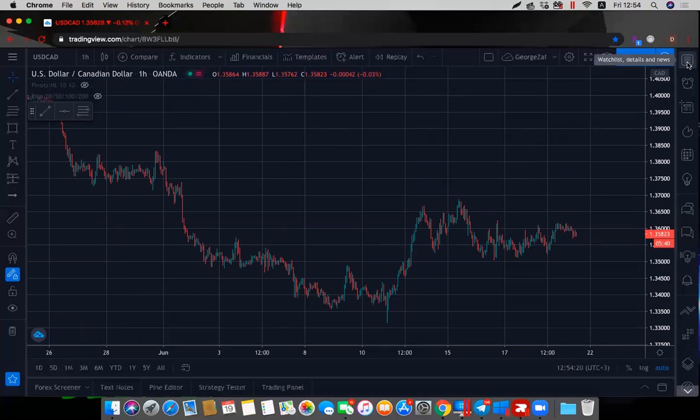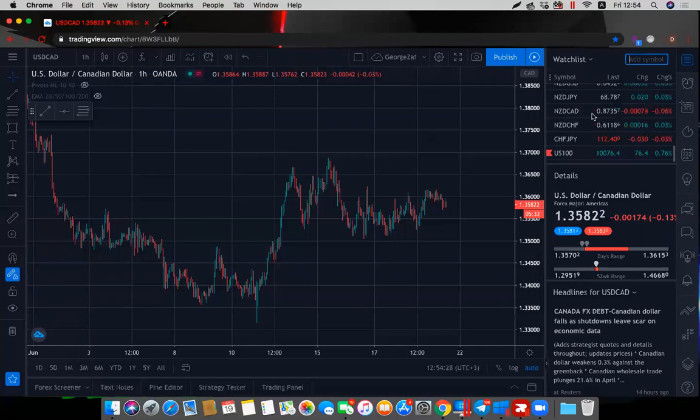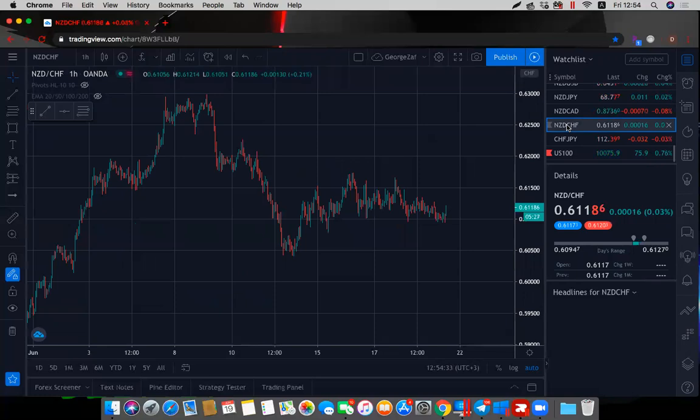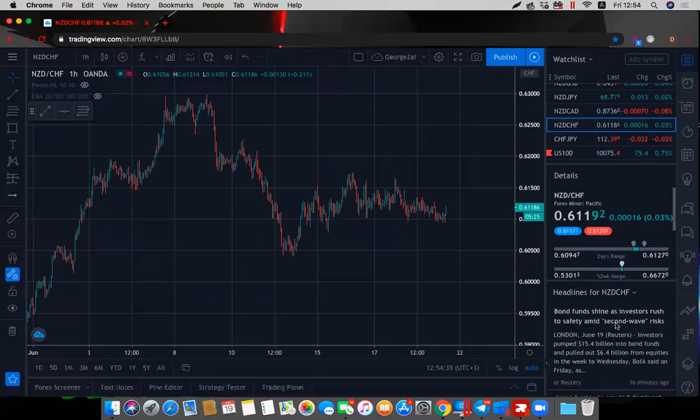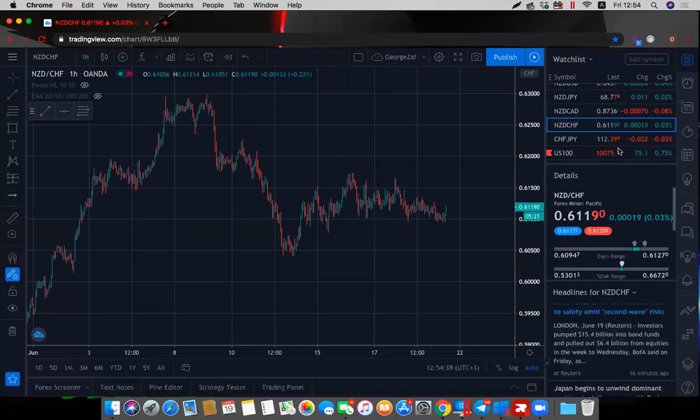Or if you go here, watch list, details and news. So you can add symbol. I have added all the symbols here. So with just one click, I can change symbol, get details and headlines about the symbol, news. Okay, I'm using this watch list.